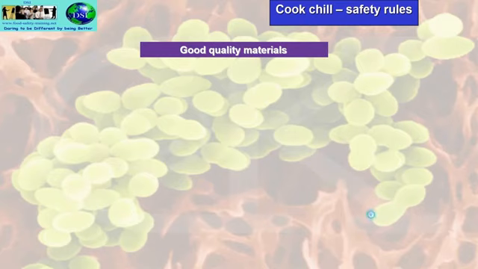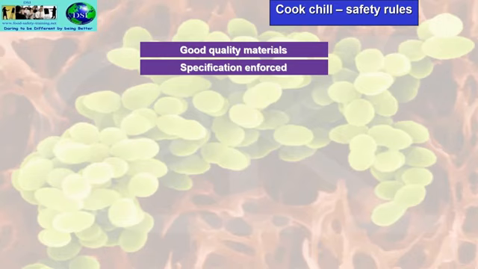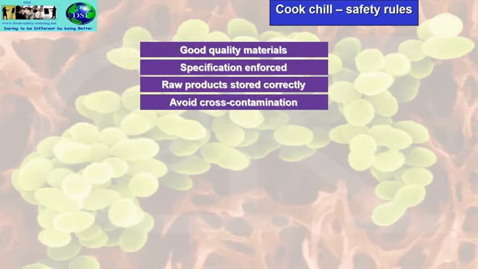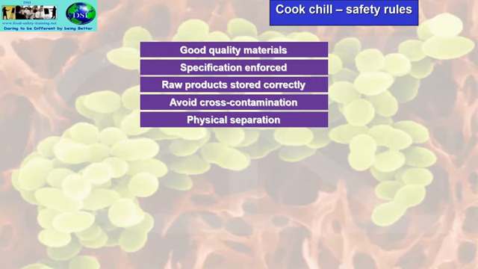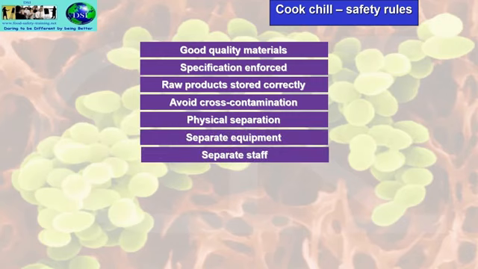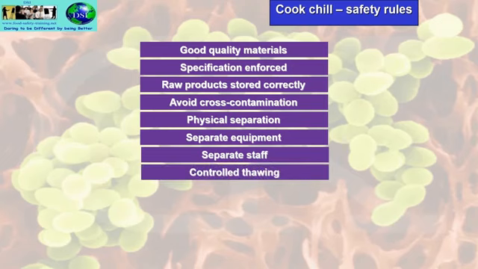Safety rules with cook chill: use good quality materials. Make sure the specification is enforced at each point. Raw products should be stored correctly. Avoid cross-contamination at all times. There must be physical separation. Separate equipment, separate staff, controlled thawing. By separate I mean separating equipment and staff for raw and for cooked. In other words, you'll keep the staff separate.